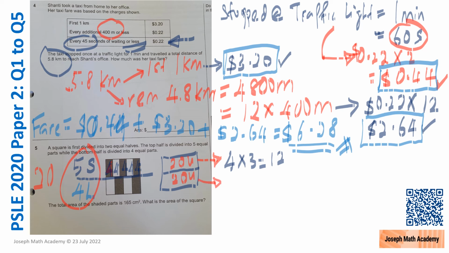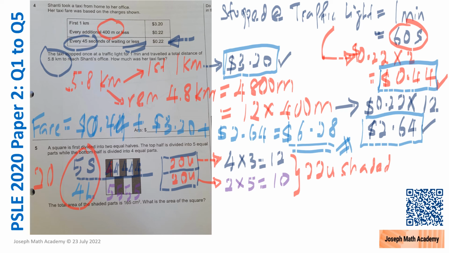Now, for the lower half of the square, the 20 is divided by 4. So it is 5 each: 5, 5, 5, 5. There are 2 shaded ones. So 2 times 5 gives us 10. So in all, the square has 22 units shaded.